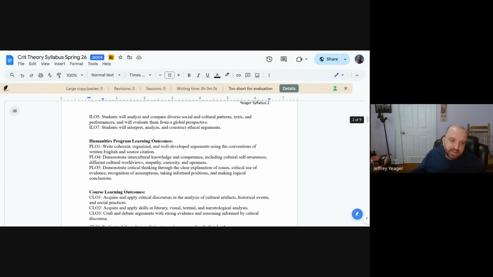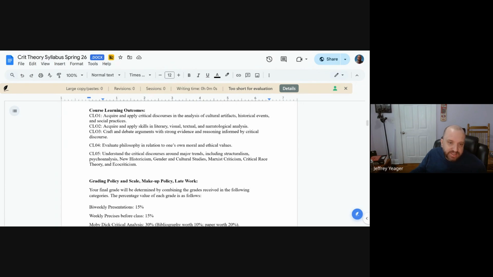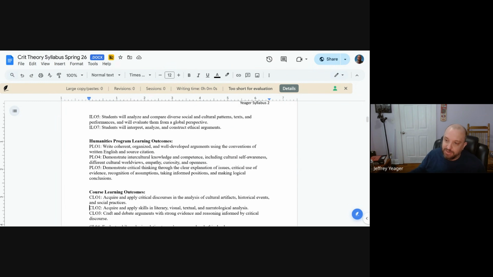We'll skip past these learning outcomes. The course learning outcomes are the most important thing, so take a look at those. Those are the things that we will be looking at. Critical theory is kind of a mixture between an English course and a philosophy course. It's kind of a middle ground between those. It's a certain type of philosophy, as we'll talk about in a few moments.